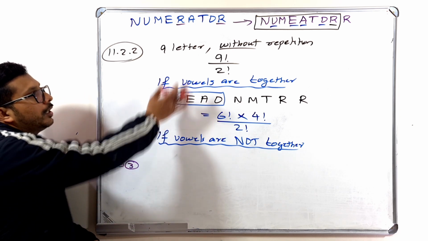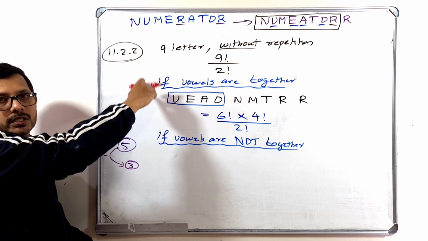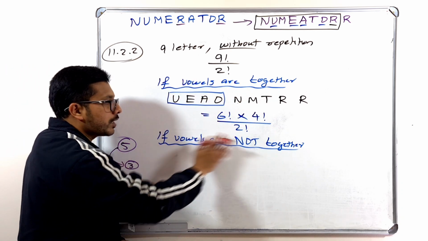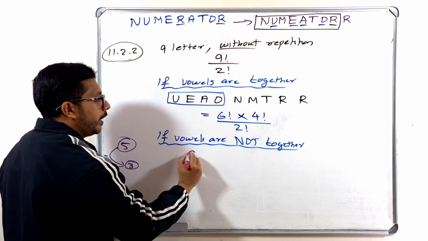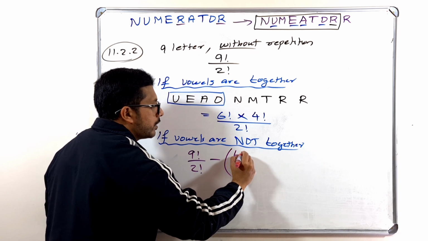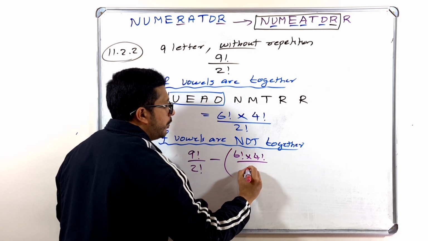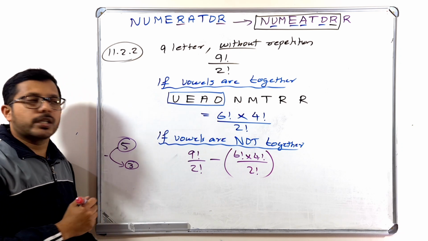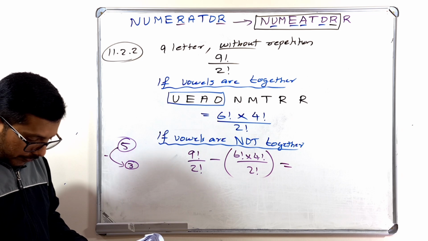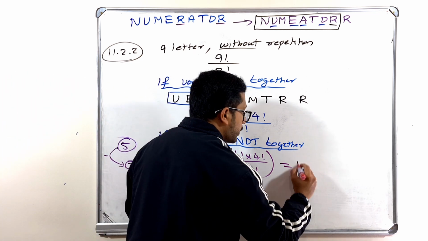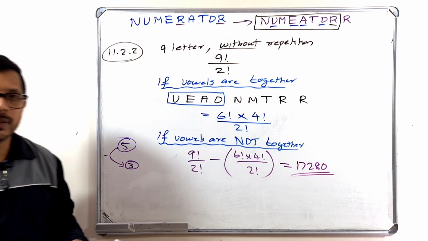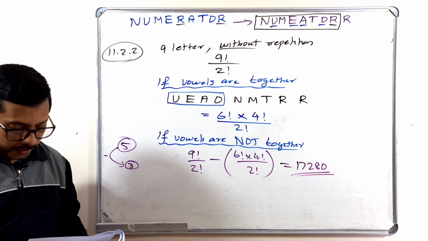Okay. Same applies. Total how many possibility? 9 letters without repetition, 9 factorial divided by 2 factorial. When vowels are together, this many possibility. So vowels are not together, how can you find? Total minus, that means 9 factorial divided by 2 factorial minus this one, 6 factorial times 4 factorial divided by 2 factorial. So check in your calculator what is the answer for that one. In your calculator, 17,280. So that many possibilities. Okay, so that is question number 11.2.2.